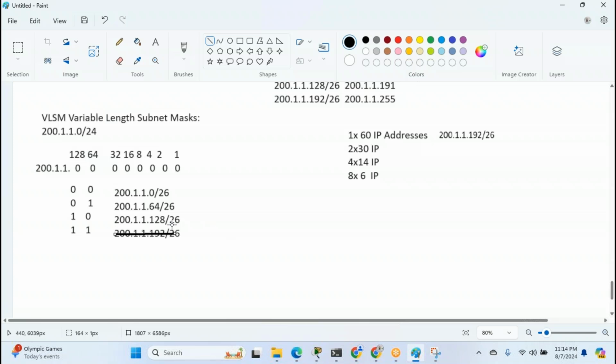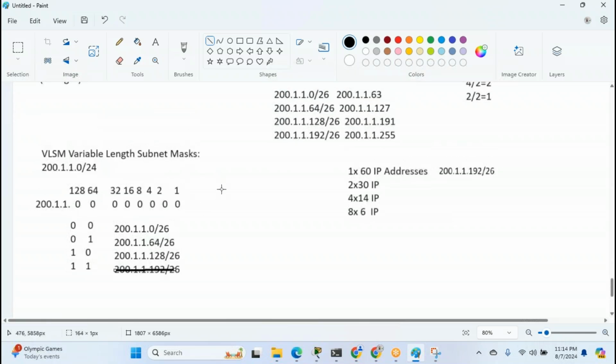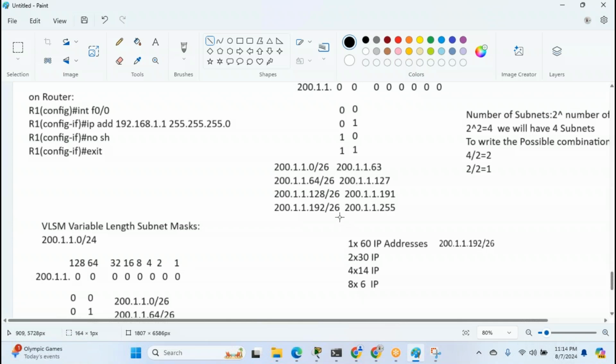So next available is 200.1.1.128. I can choose any of these, but just to keep the calculation simple, I have given this one, because if I start doing the subnetting of 8 subnets of 6 hosts into 192, I have to do the calculation over 192. So that's why I gave it to the customer who requires one subnet of 60 IP addresses.